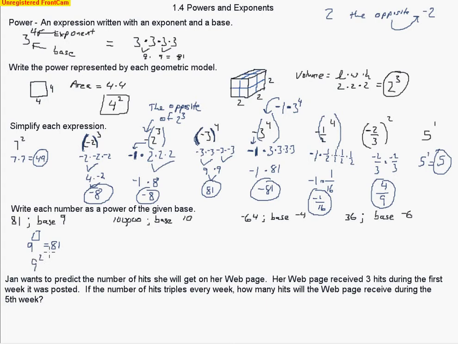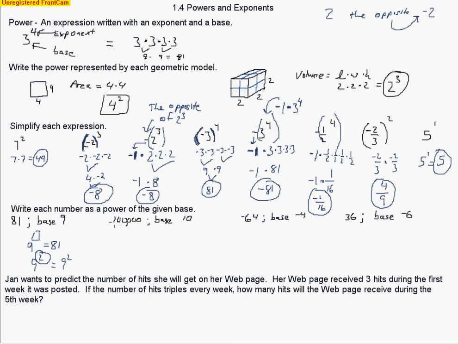So really what they'll say, if you look at an odd problem in the back of the book, 2 would be the number they're looking for, or you could just write down 9 to the second. But this is the number that they're looking for as the answer in this case. Write each number as a power of the given base. So that's the unknown value. Or we could just say 9 to the second power. And the next one over here.